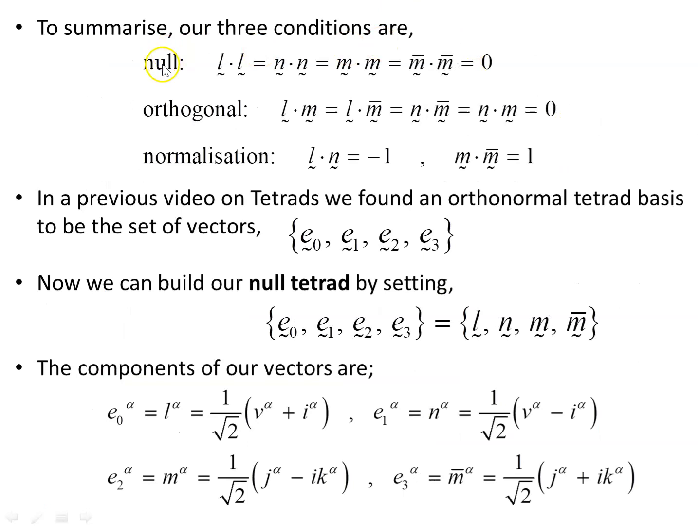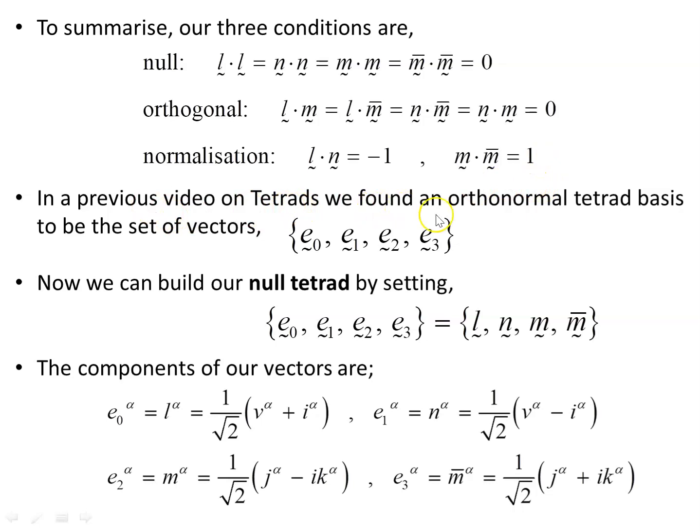And to summarize, our three conditions are the null conditions. The vectors dotted with themselves, the scalar products of the vectors with themselves, are 0 because they are all null vectors. We're going to form a null tetrad. They're orthogonal, L dot m, N dot m, and so on are orthogonal. And then we have the normalizing condition, these two extra ones here. L dot n is -1 for the metric I'm using here, and m dot m bar is +1.